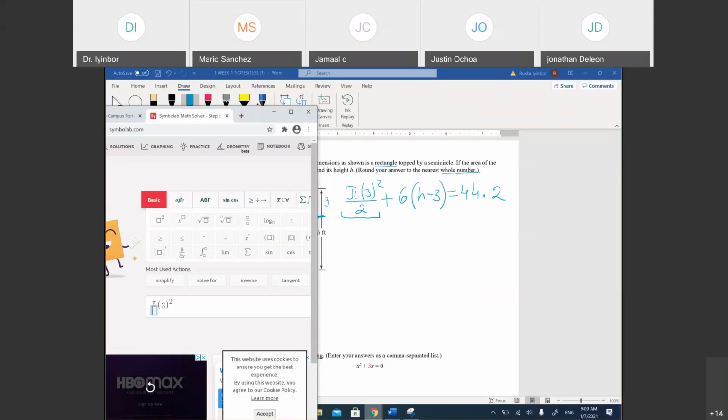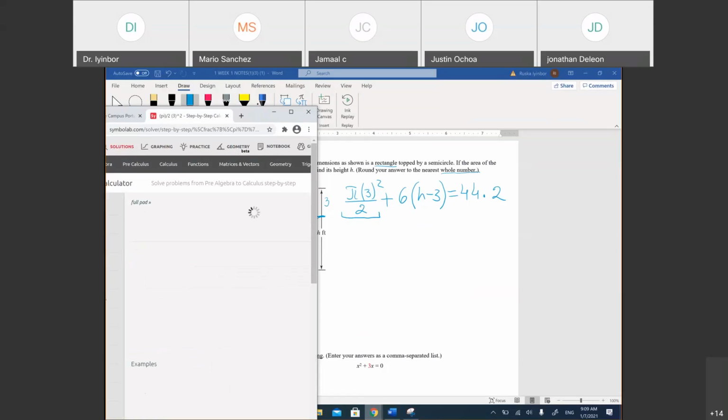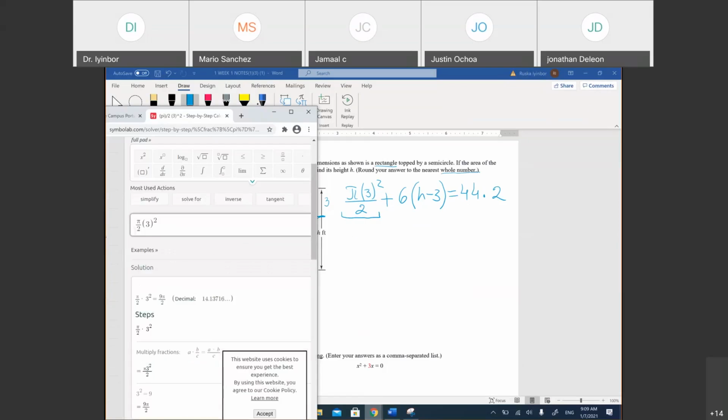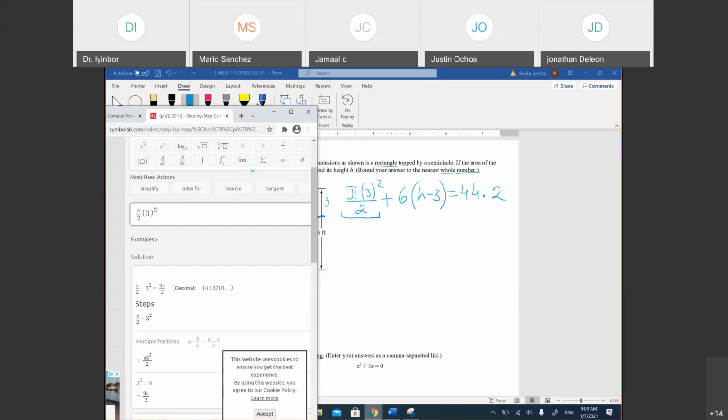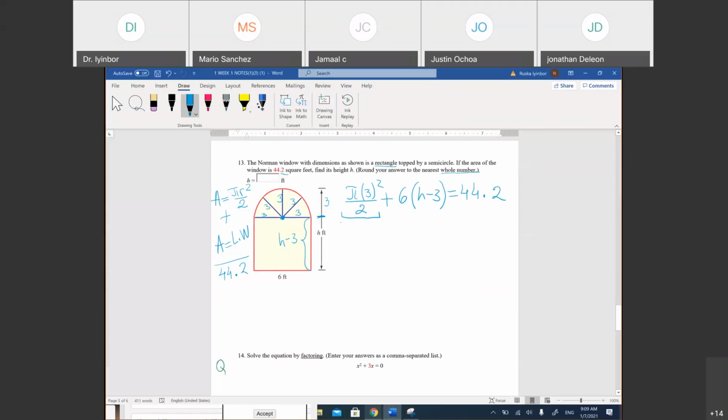Divided by 2, right? So you can do it like that. And my answer is, and I'm going to get the decimal, 14.14 because 137 you round to 14. So I'm going to use it like this, 14.14 plus I'm going to distribute here 6h, and 6 times 3 is 18, equals 44.2.